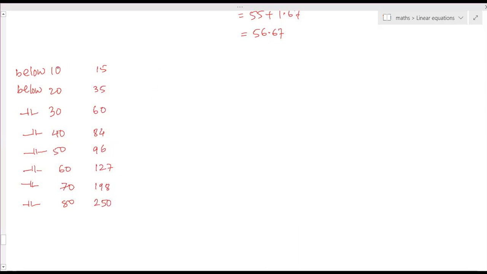Now we have to convert. This is given in the reverse form, that means cumulative. What are the values from 15 to 250? Shambhavi, can you tell me how to do this in the normal frequency table?